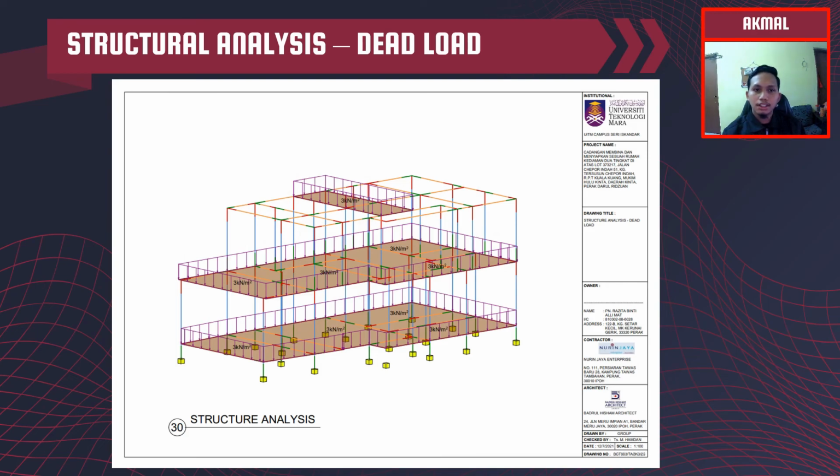Next is structural analysis for dead load. Dead load is a fixed load from the building, which is the structure component of the building. The dead load is 3 kN per meter square. The load from the upper level will be distributed to the ground.